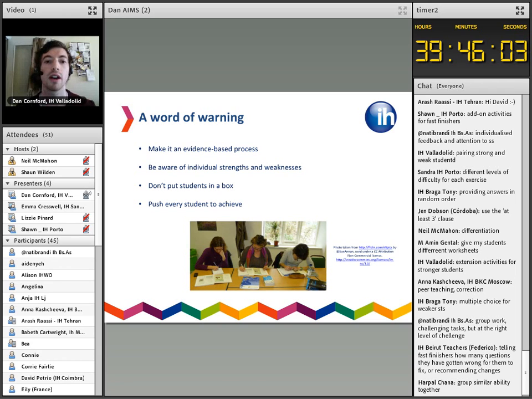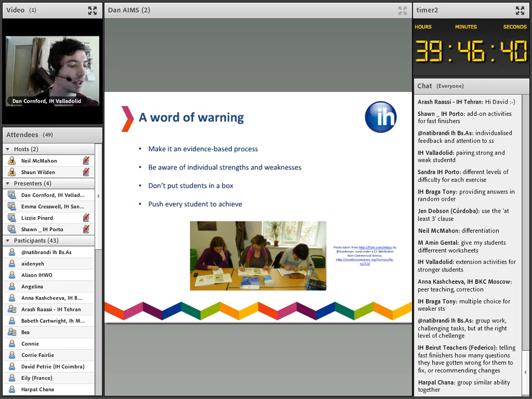We also need to be aware of their individual strengths and weaknesses. So while one student might really struggle in a certain type of lesson, a certain type of task, they might excel in a different type of lesson or a different type of task. So we need to be careful, as the third point says, not to put students in a box. So not to put student X in our weak student box. Not to put student Y in our very capable box for every type of lesson that we do.